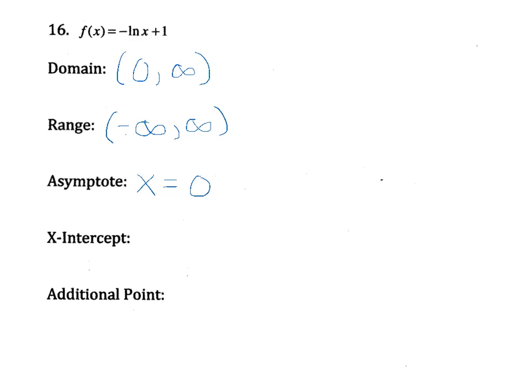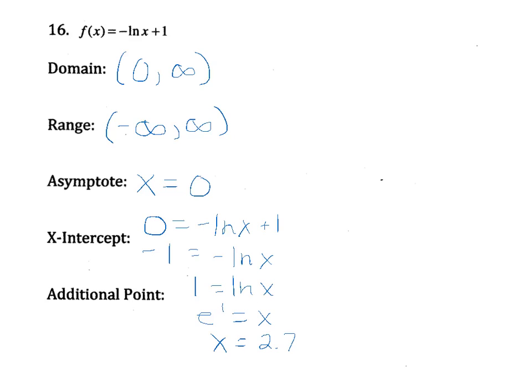To find the x-intercept, we want to set it equal to 0. So we have 0 equals the negative natural log of x plus 1. So if I subtract 1 and divide by the negative, I have 1 equals the natural log of x. So e to the first would equal x. So my x-intercept is at about 2.7.